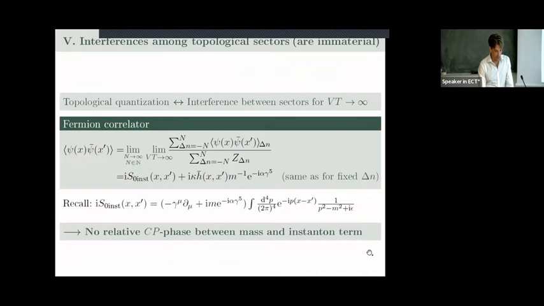Okay, so let's now come to the decisive point. Why are these interferences in these topological sectors immaterial? So far we have our fermion correlator in a fixed topological sector, which is just the numerator term here. And now what we're going to do is sum over all these topological sectors.